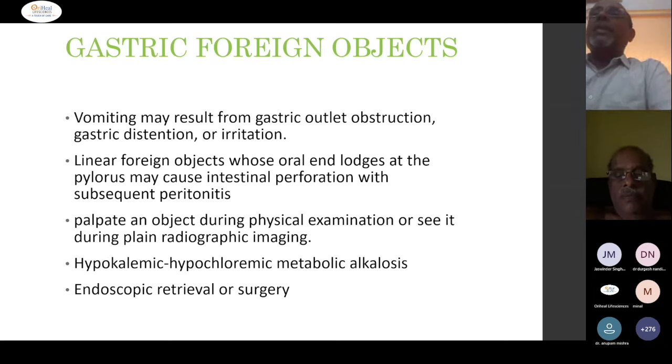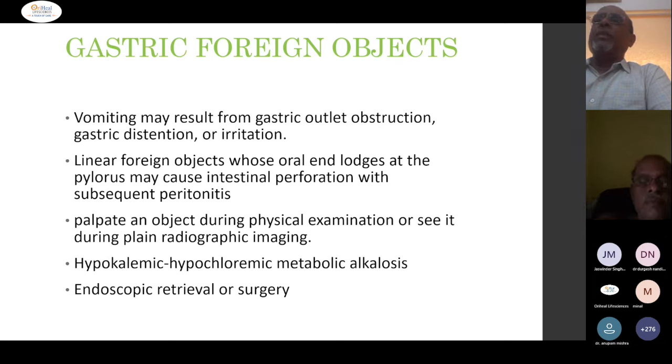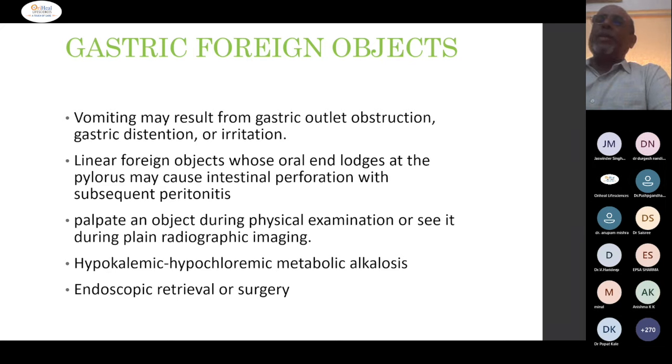Vomiting may result from gastric outlet obstruction, gastric distension, or irritation. Okay, this is gastric foreign bodies, which is again a very common day-to-day occurring problem in veterinary practice. Depending upon what type of foreign body, either it stays in the stomach or it passes on to the distal intestines. So you will always have a clinical dilemma every time when the dog has vomited, consumed a foreign body, or there's a history of consuming a foreign body: whether the foreign body is likely to come out on its own or whether they have to do surgery.